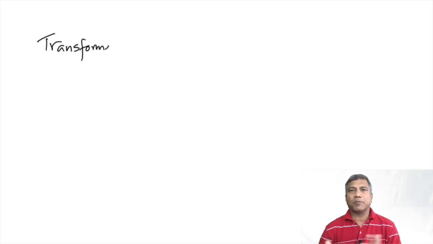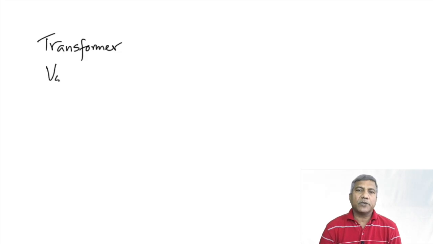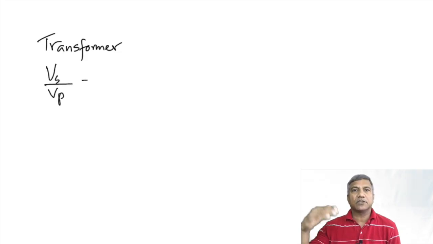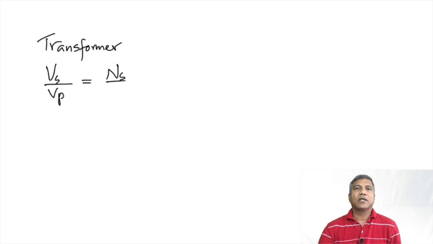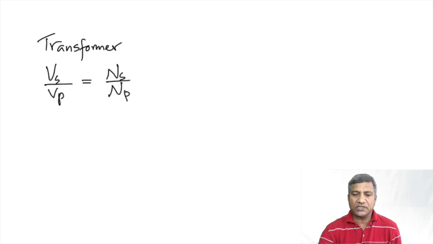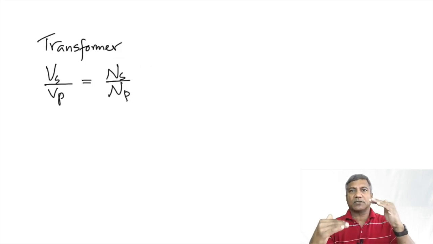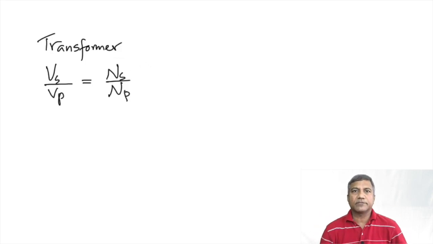Transformers can be step up or step down. Now, in a step-up transformer, the voltage on the secondary is going to be higher. That means the number of turns in the secondary is going to be higher than the number of turns in the primary. And this is the voltage equation. The ratio of the voltages is equal to the ratio of the number of turns. So you have the Vs and the Ns, so that's directly proportional.